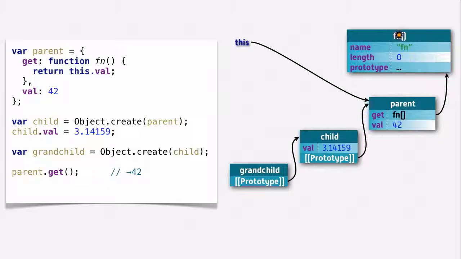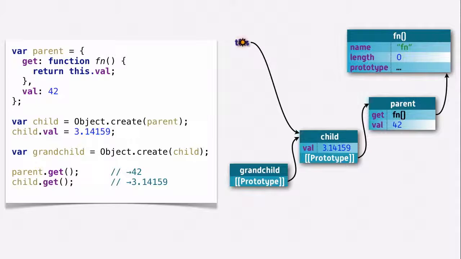And when it finds it, it will call the function which will say return this.val, which will cause JavaScript to look for val on parent. So that's pretty normal. But here's the cool part. If we call child.get, then this is set to child. JavaScript will look for get on child, but it won't find it. So it'll look at the prototype. It'll go up the prototype chain and look at parent, and it will find get there. When it finds that function, it will try to return this.val, which means it will go back to child, look for val, and find it. So child.get will return 3.14 rather than 42, even though it's using the function that was defined in parent.